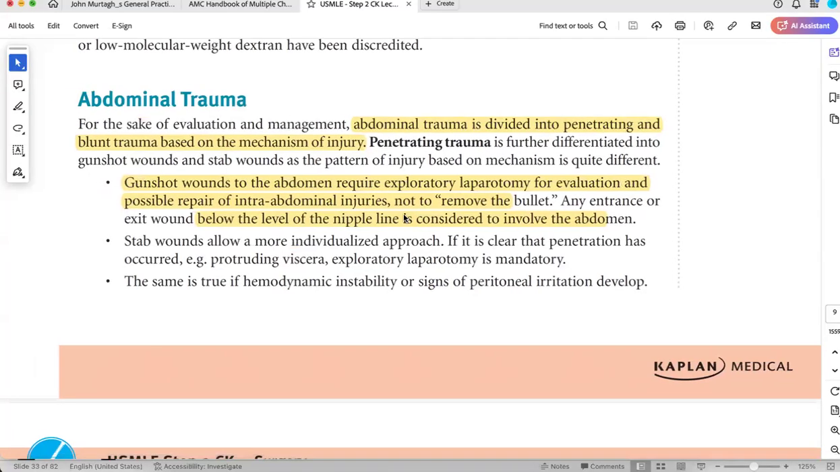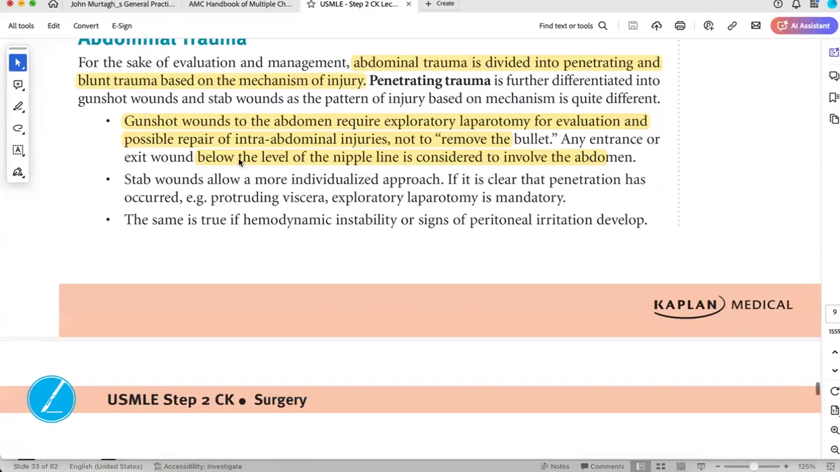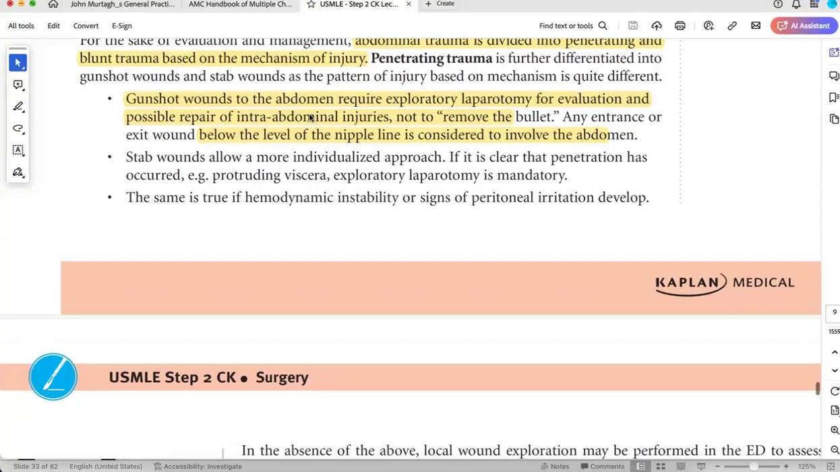Okay, abdominal trauma. So abdominal trauma is very important as well, just like chest trauma. First of all, in abdominal trauma, we need to know whether it is a penetrating trauma or a blunt trauma. And penetrating trauma is again divided into gunshot wound and stab wound.